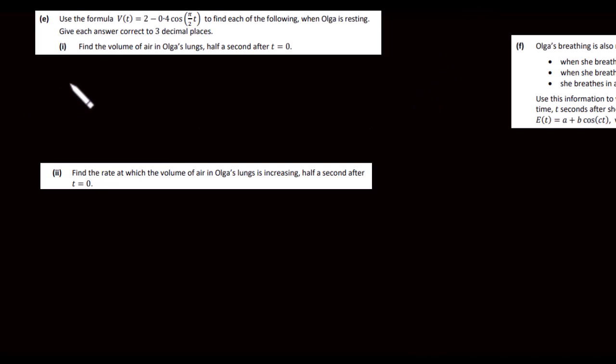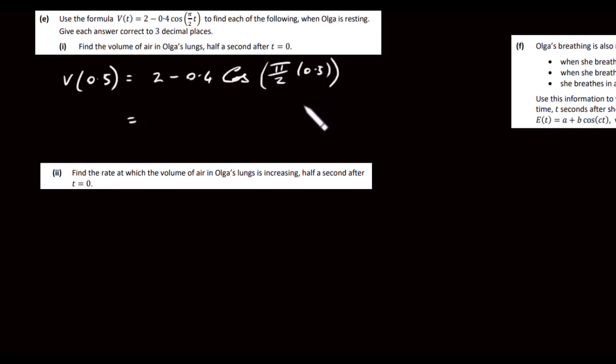So basically what we want here is V of 0.5, that's equal to 2 minus 0.4 cos pi over 2 times 0.5. Now you can do all this on your calculator. Again, just make sure that your calculator is in radians. We want our answer to 3 decimal places, so our answer is 1.717, and that's liters.